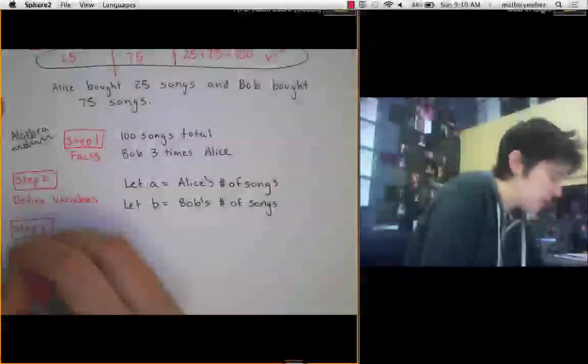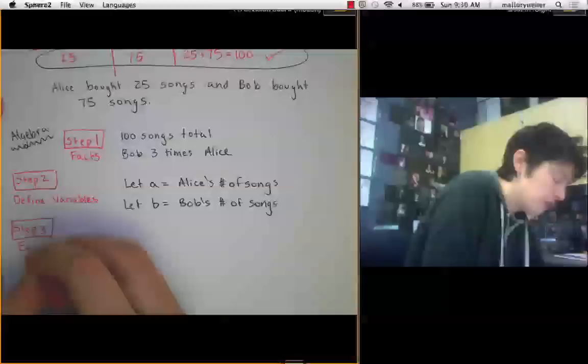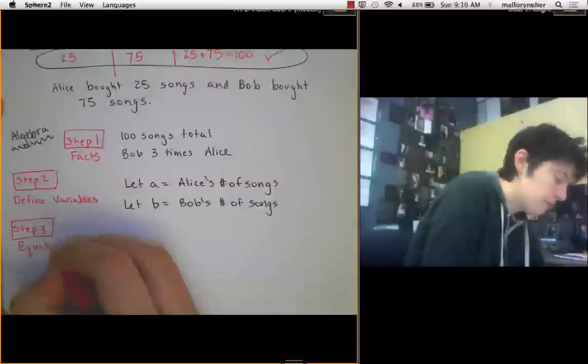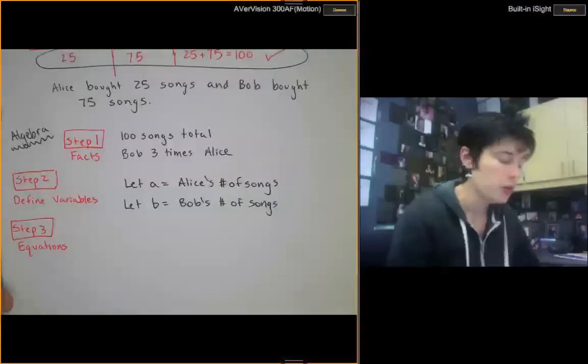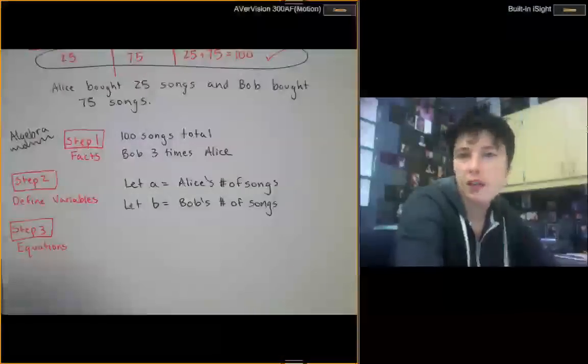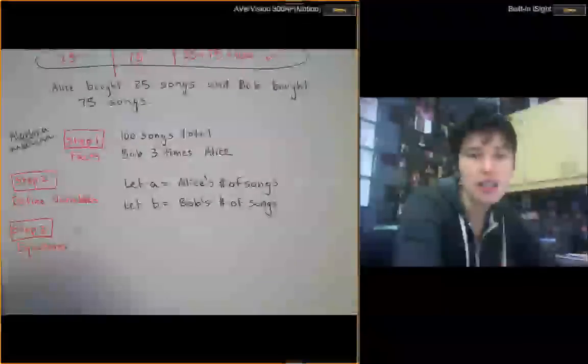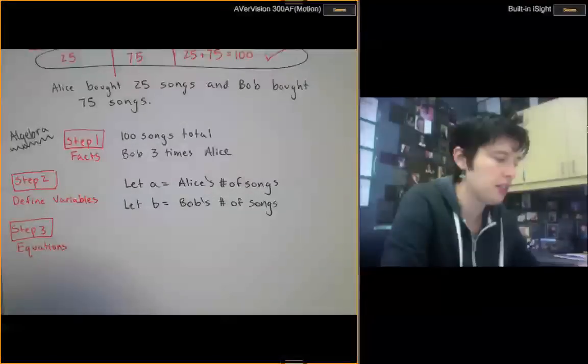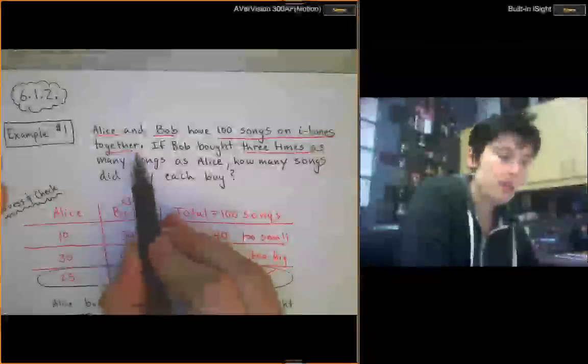So step 3 is we write some equations. Because there are 2 variables, we're probably also going to end up with 2 equations. A lot of times, this is the step that everyone gets really stuck on. It is the hardest part of learning this process. So you go back and read the problem again, or you look at the facts. Remember, Alice and Bob have 100 songs on iTunes together. That was a fact. We listed that here, 100 songs total.